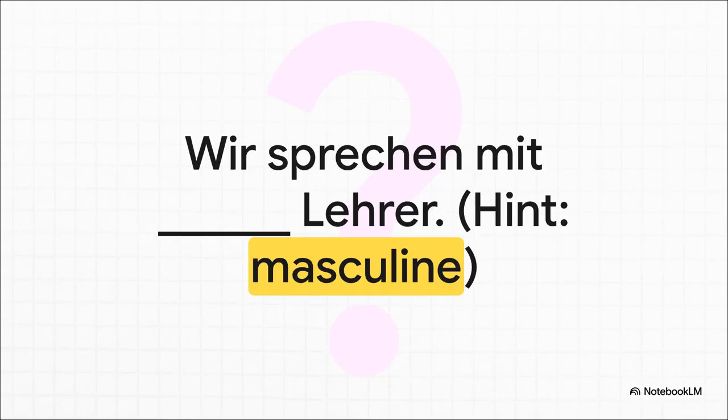Okay, your turn. Time for a quick challenge. Wir sprechen mit blank Lehrer. That means we are speaking with the teacher. I'll even give you a hint. The word for teacher, Lehrer, is a masculine noun. So what article goes in that blank? Think about the trigger. Did you get it?